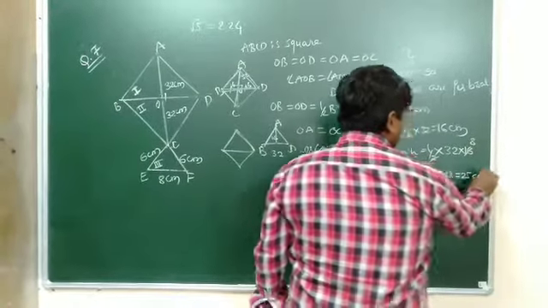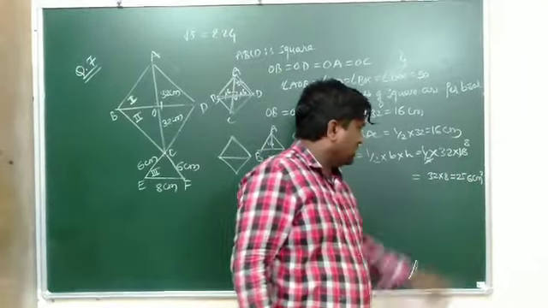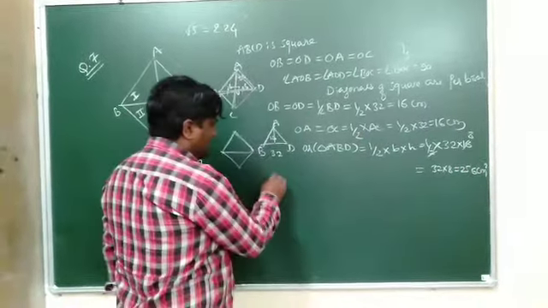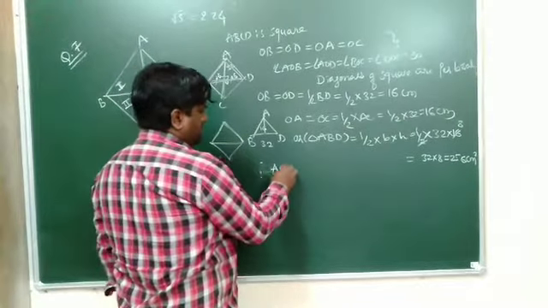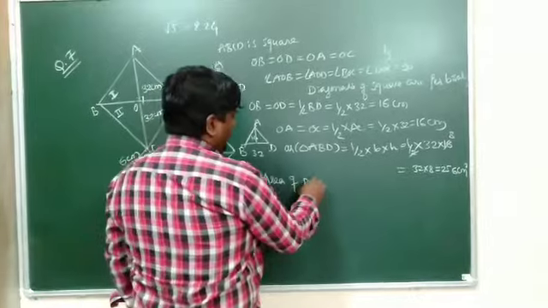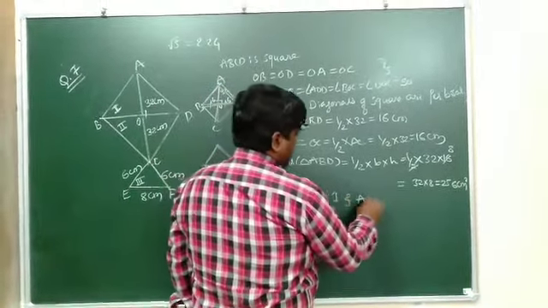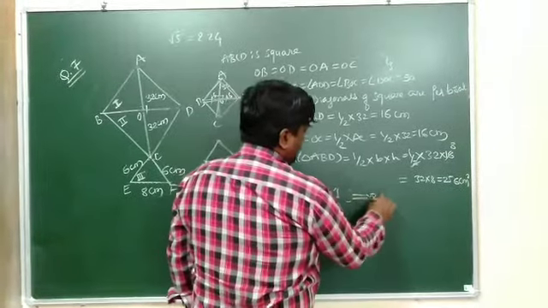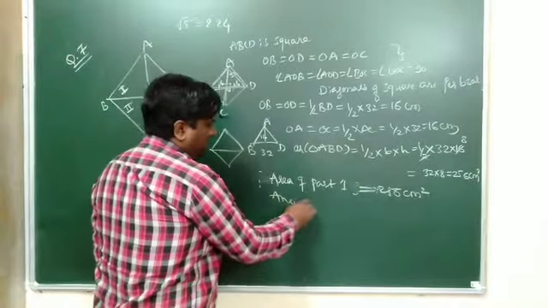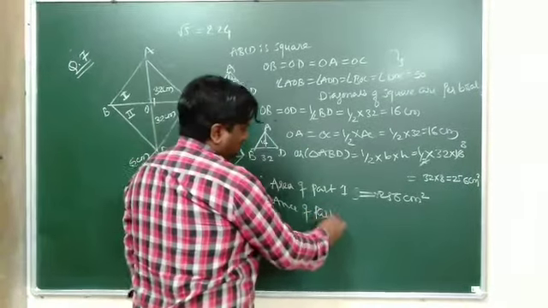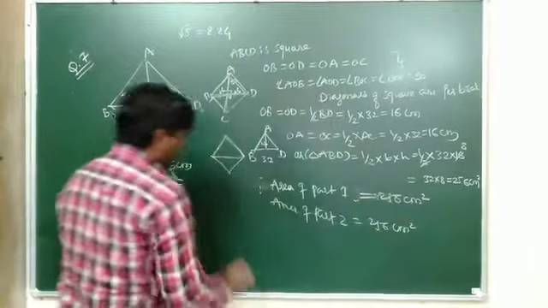256 centimeter square. 8 2s are 16, 8 3s are 24, and 256. Similarly, the area of part 1 is 256 centimeter square, and the area of part 2 is also 256 centimeter square.